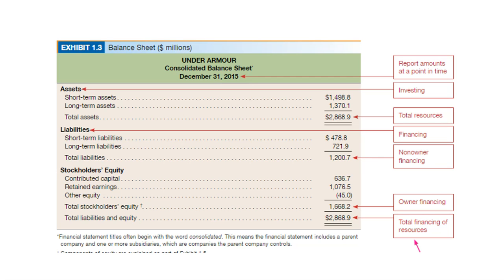Current refers to those assets that will be converted into cash in the next year or less, and those liabilities that will need to be repaid in the next year. And non-current then refers to those assets and liabilities that will last for more than a year or be repaid more than a year in the future.